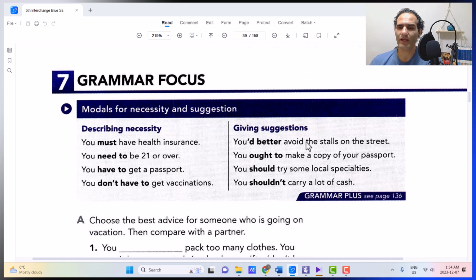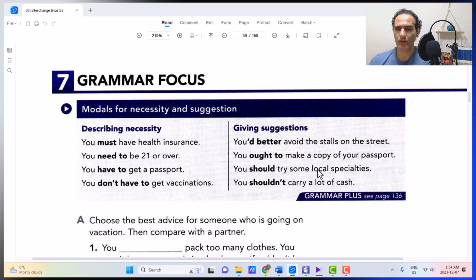So you'd better avoid the stalls. It means my suggestion is you do not go with the stalls on the street. But if you want to do, no problem, do it. You ought to make a copy of your passport. It is not a necessity. It is my good suggestion to you.